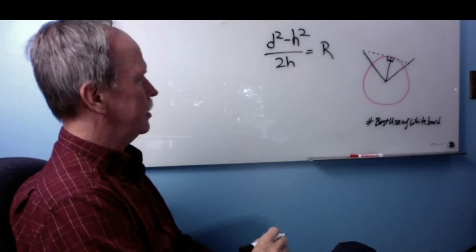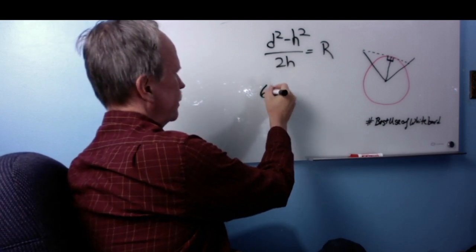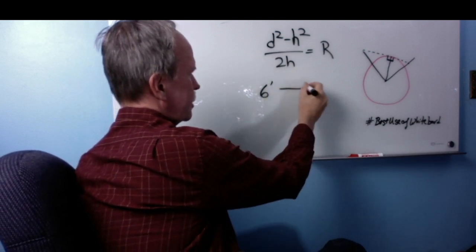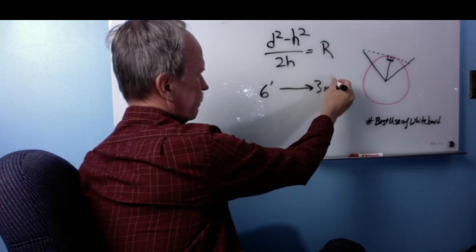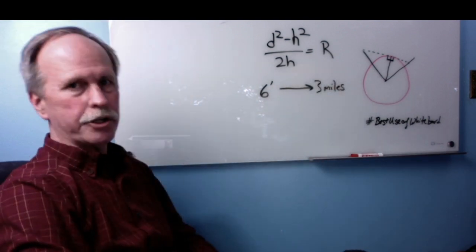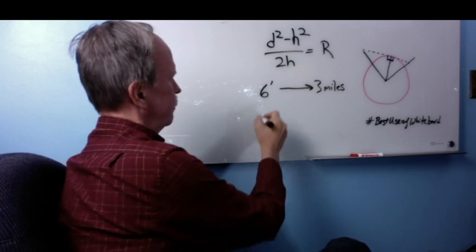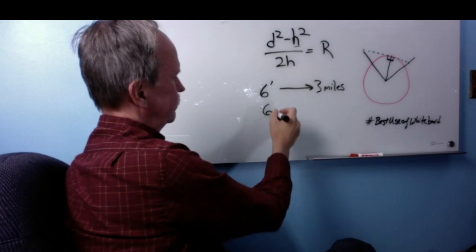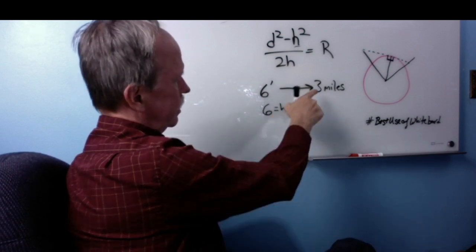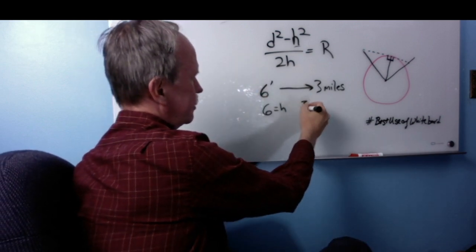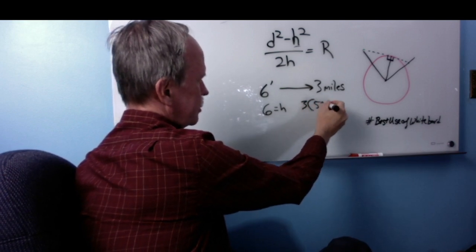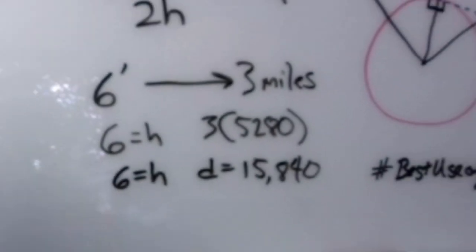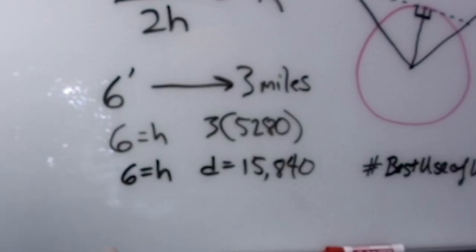Okay, so there's our formula again. Now we know that for a 6-foot person, the horizon is 3 miles away. And we can measure that. Now, if we use 6 feet as our height, and 3 miles is our D, that's 3 times 5,280. And there we go. H is 6 feet. D is 15,840 feet. Let's plug it into our formula.